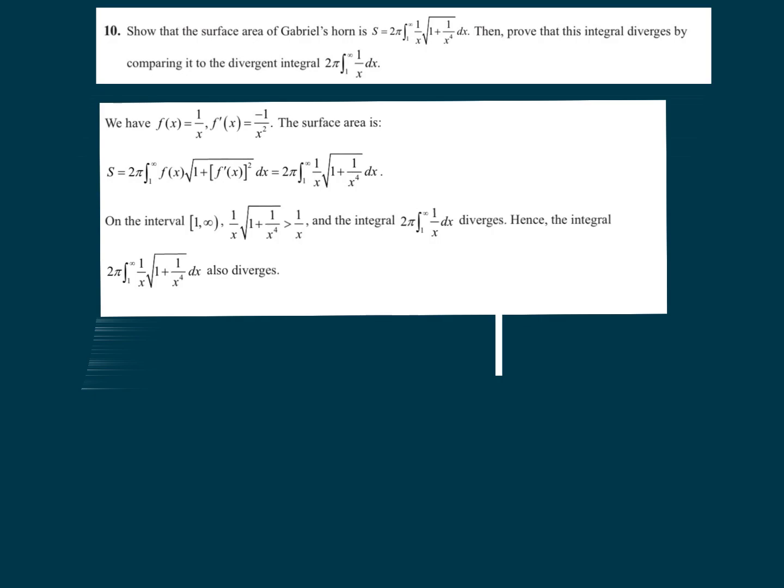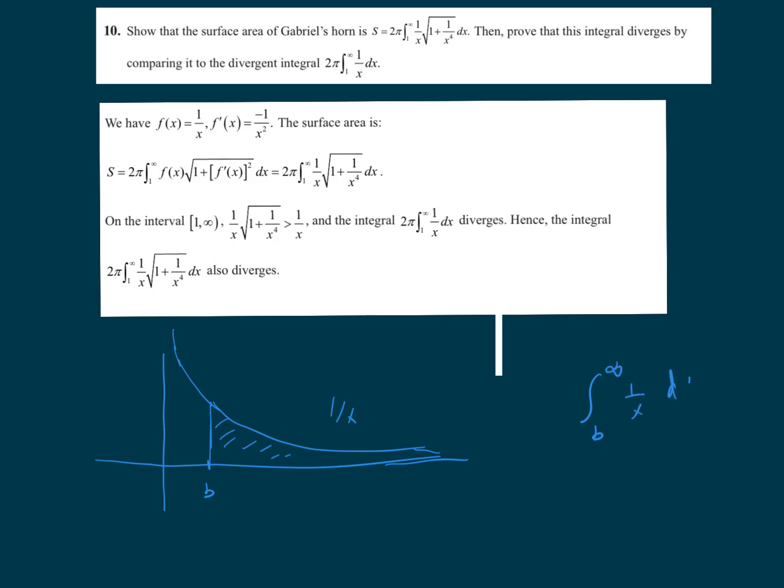What is the surface area that he is asking us to find? The surface area, imagine you have the curve 1 divided by x. 1 divided by x at x equals 0 is discontinuous. This is 1 divided by x. You take the point v here. Imagine that you are calculating the area from v to infinity. So you are calculating the integral from v to infinity of 1 divided by x dx.